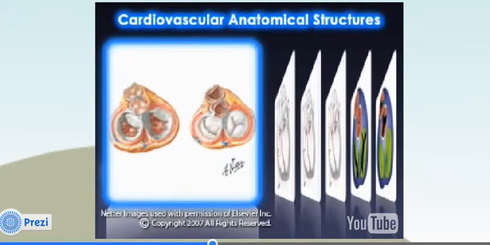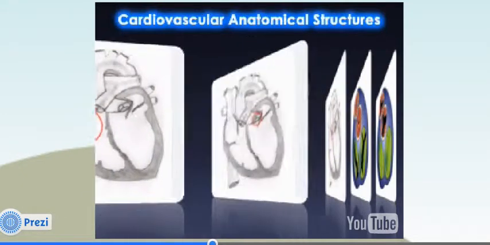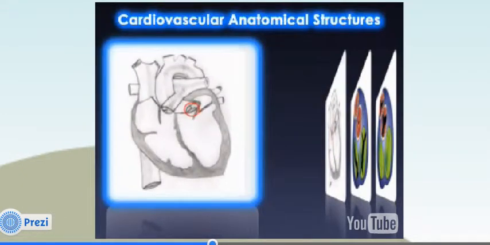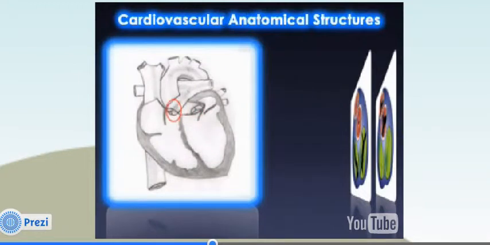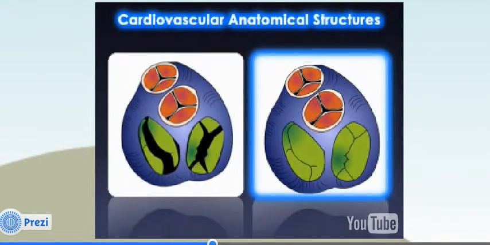These are the valves of the heart. They are opened in the direction of blood flow and closed in the opposite direction. Their function is to prevent backward flow of the blood to the heart. These are the atrioventricular valves and the semilunar valves.